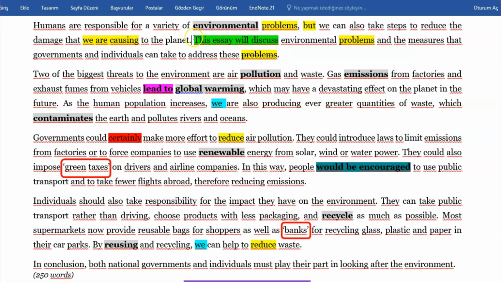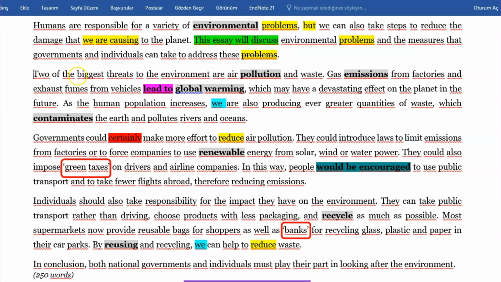Okay, again, by this sentence, the candidate shows the examiner what the examiner is going to read and expect in the next and coming paragraphs. Okay, and please avoid what? Repeating the same vocabulary. Okay, I highlighted here actually.